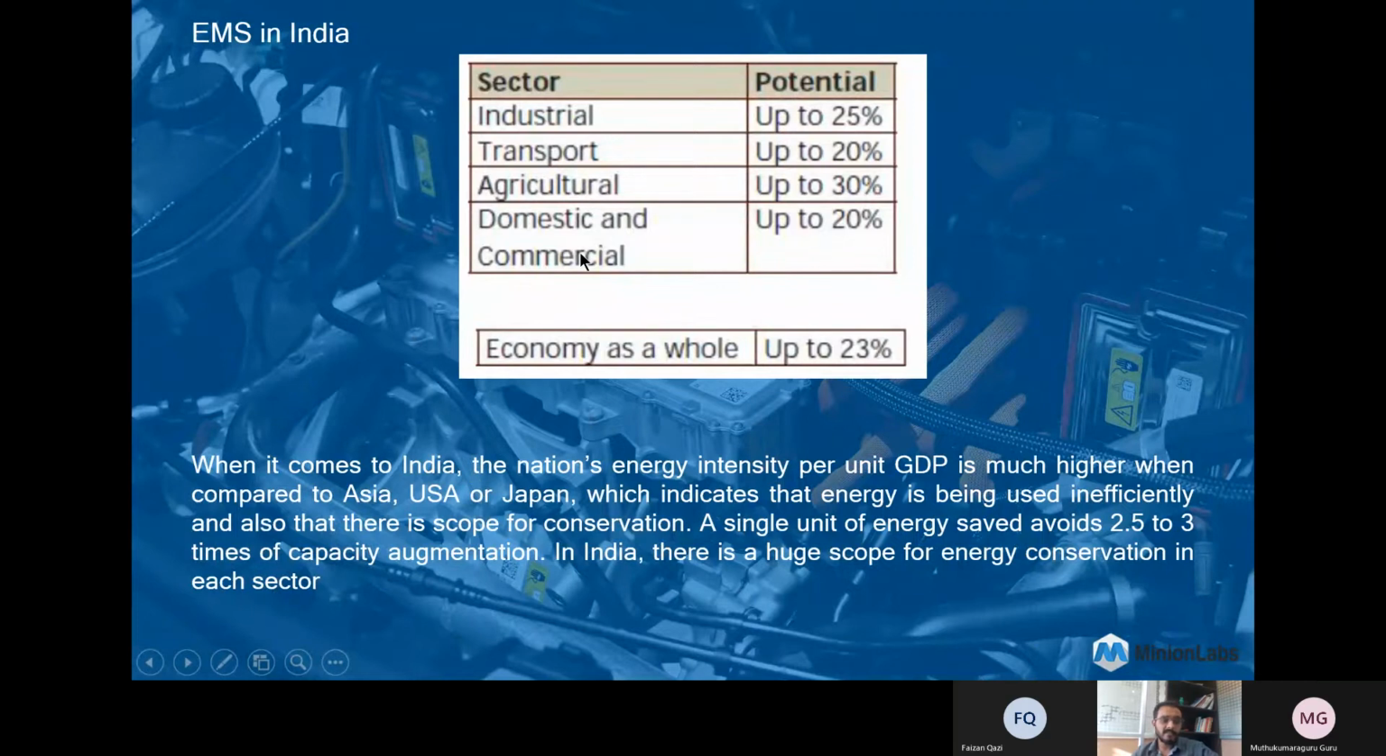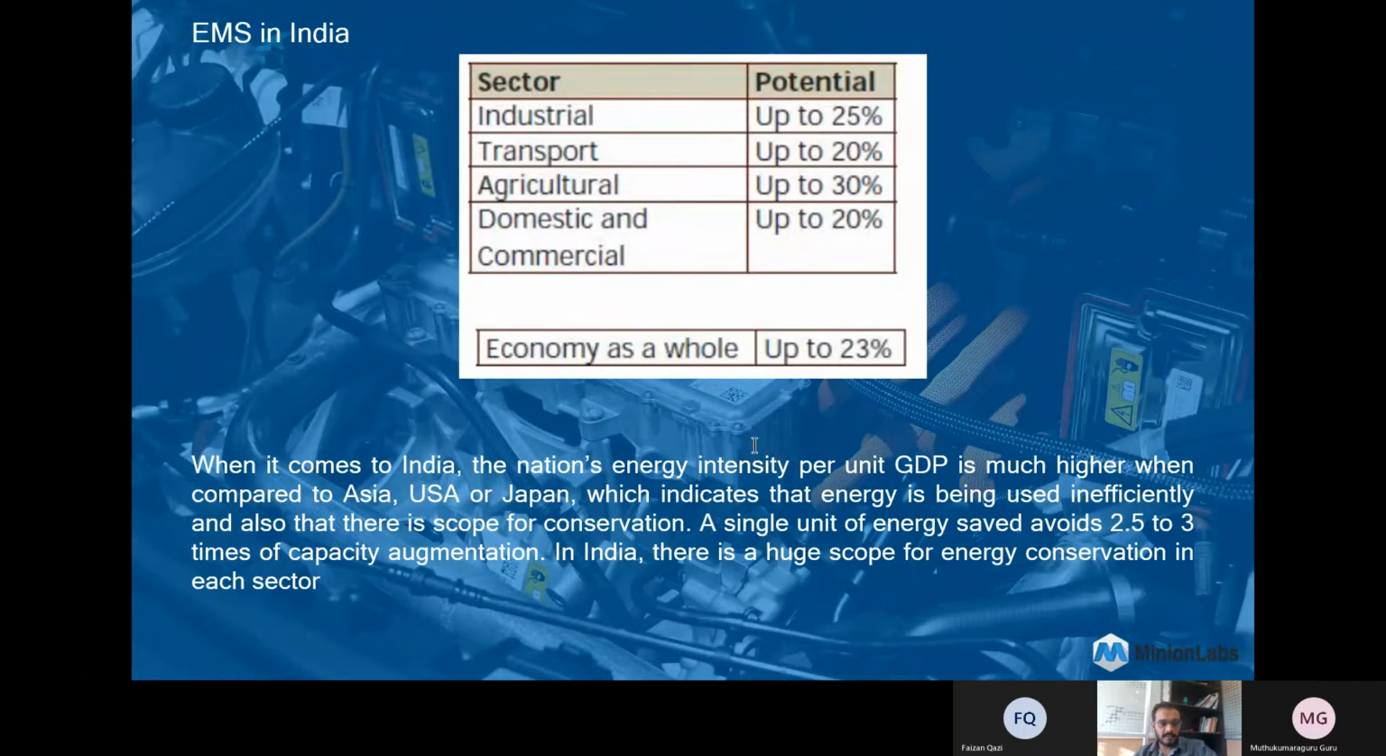So, energy management systems in India. When it comes to India, the nation's energy intensity per unit GDP is much higher when compared to Asia, USA, or Japan, which indicates that energy is being used inefficiently and also that there is scope for conservation. A single unit of energy saved avoids 2.5 to 3 times of capacity augmentations. In India, there is huge scope for energy conservation in each sector.